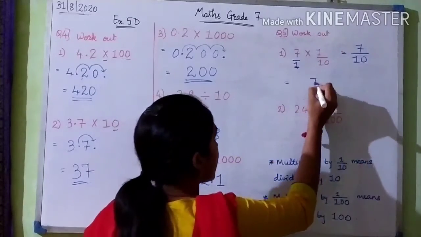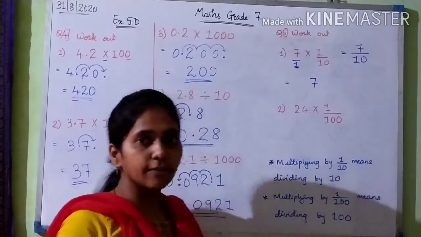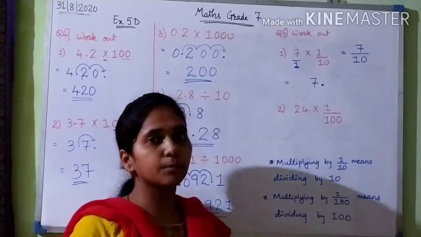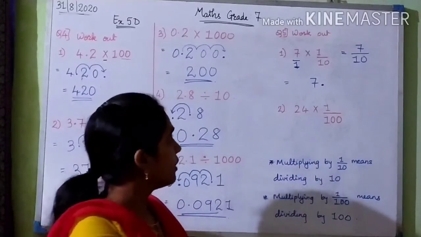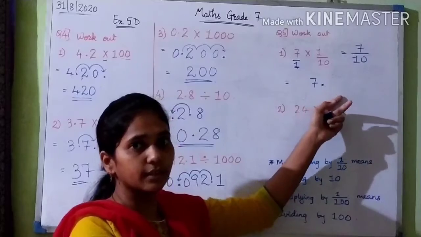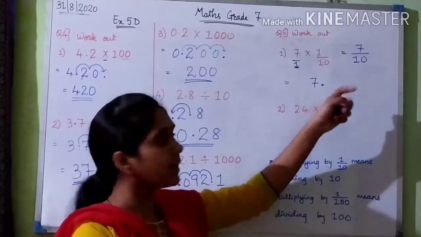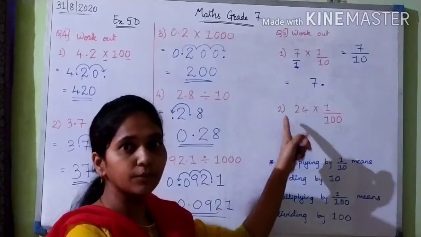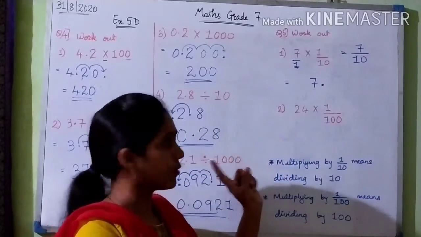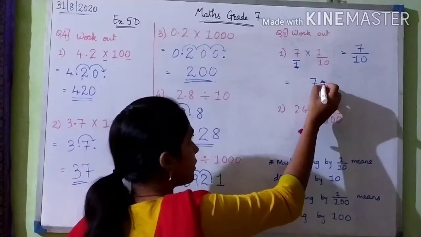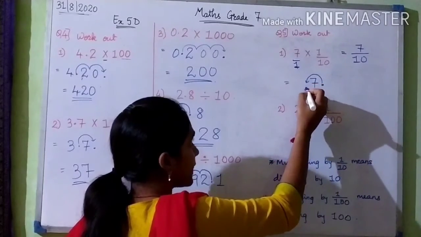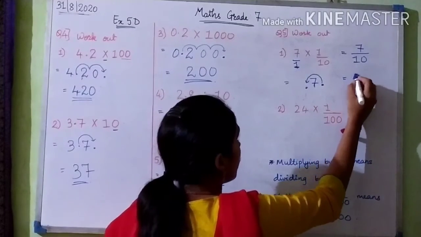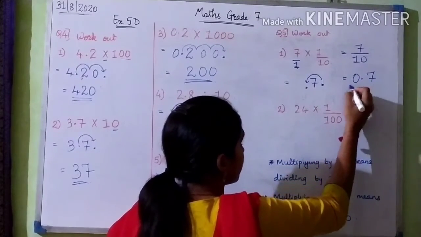So here the number is 7. Now if the number is not having a decimal point, it will be at its end. Why are we putting a point? Because we have to shift it. So this 7 has a point at its end. Now it is being divided by 10, so I have to shift that point towards the left by 1 place. So this gets shifted by 1 place and comes here. So the number now becomes 0.7.